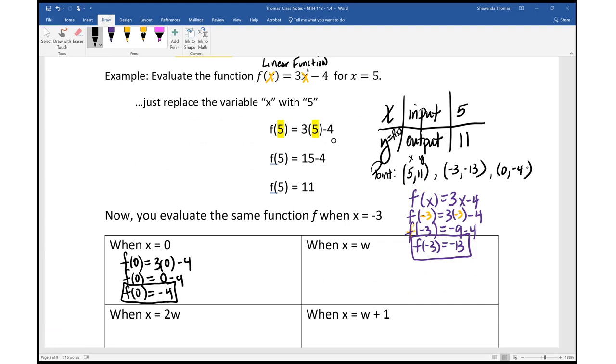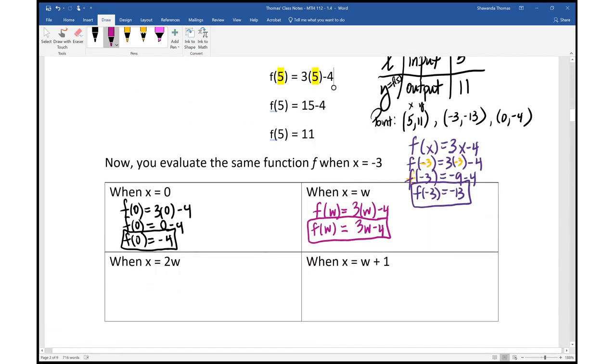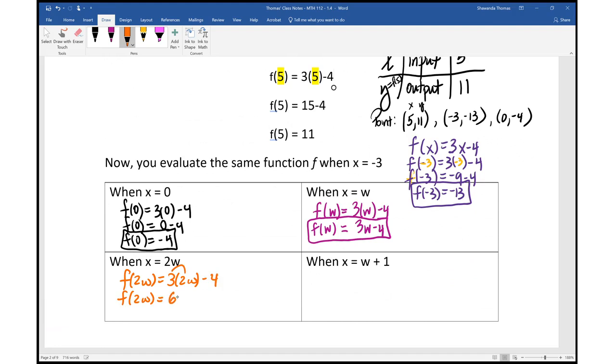All right, let's try something different. What if x was equal to w? Well, that would be f of w now, not f of x. 3 times w minus 4. That parenthesis wasn't necessary because 3 times w is 3w. 3w minus 4. What about when x equals 2w? We will have f of 2w now equals 3 times 2w minus 4. Therefore, f of 2w equals 6w minus 4.